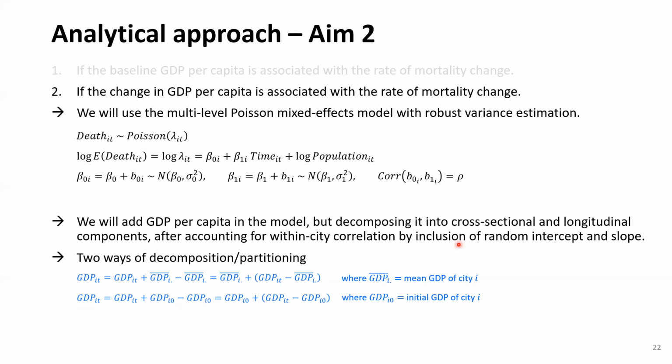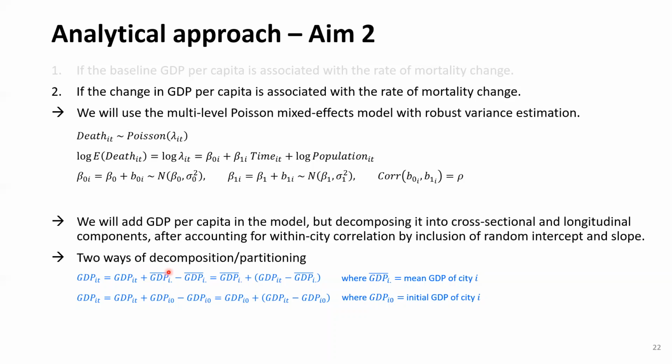And there are two ways of decomposing or partitioning GDP. First one, well, for GDP_it, it means GDP of city i at time t. This is the meaning of this subscript. And this can be rewritten in this way. GDP_it is the same as this one, but here I added the city-specific mean of GDP. This is the meaning of it.